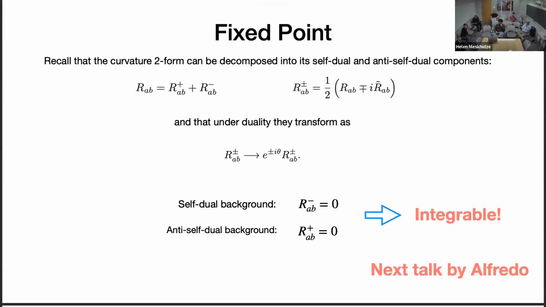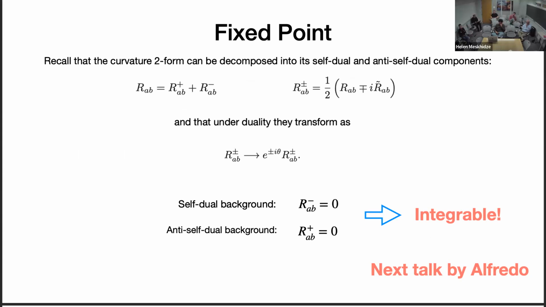Let me just end by saying that this duality symmetry is a fixed point. Fixed points of the duality are where the background is completely self-dual or anti-self-dual.